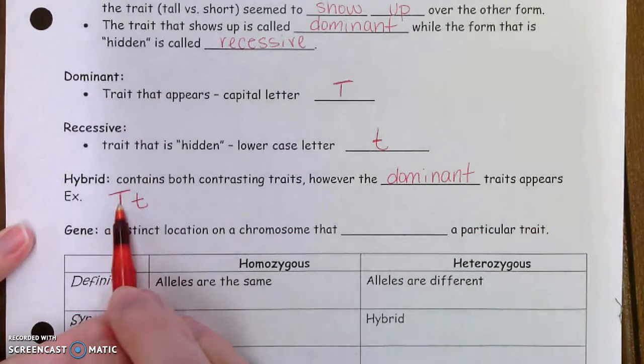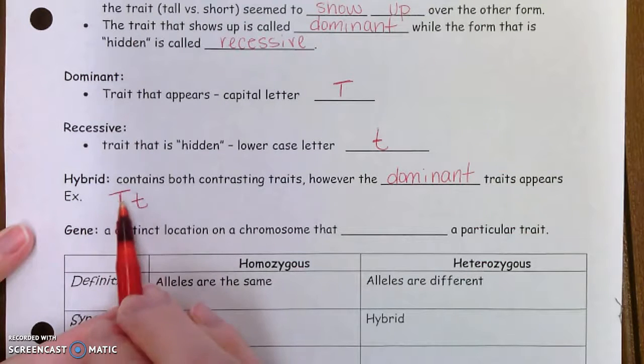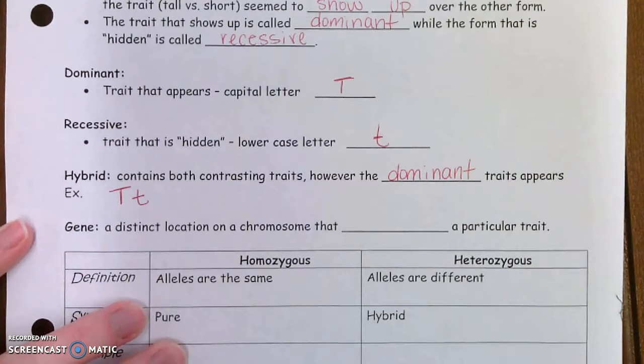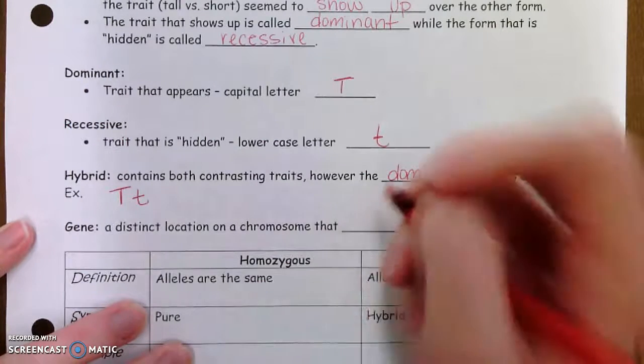So you've got a dominant and a recessive gene for the trait, but the dominant gene will always mask or take over, and the dominant trait will be what appears as the physical appearance for the offspring or the organism. As a reminder, a gene is a distinct location on a chromosome that controls a particular trait.